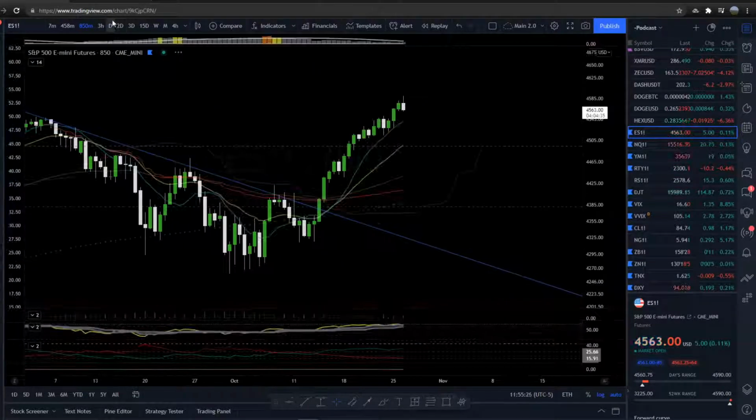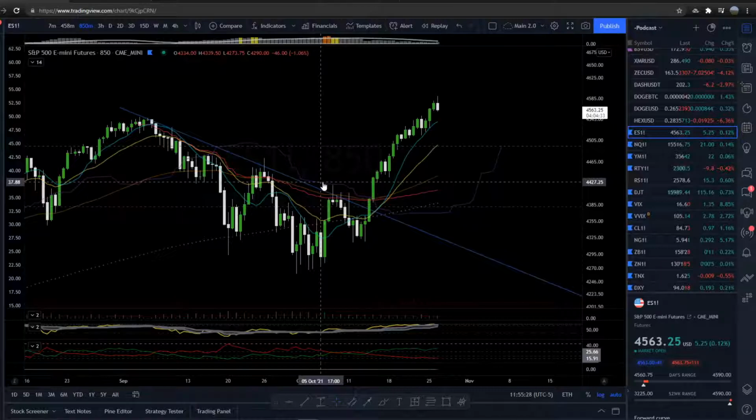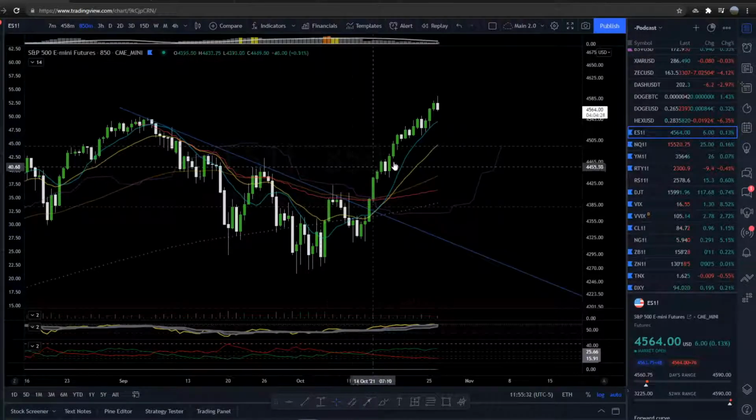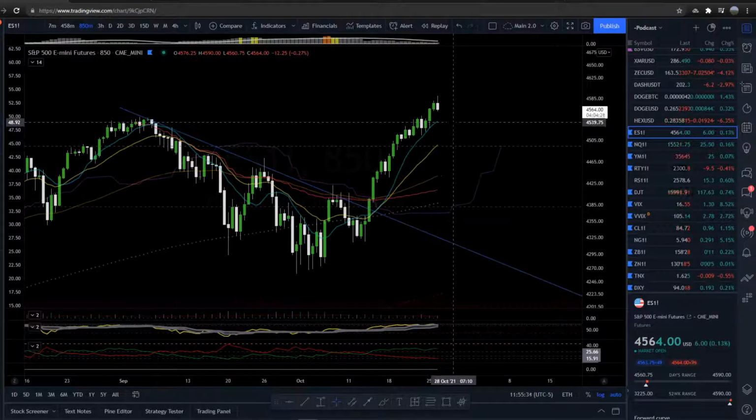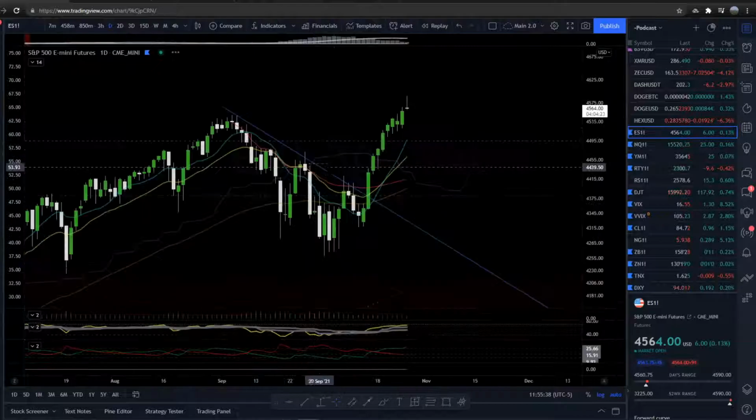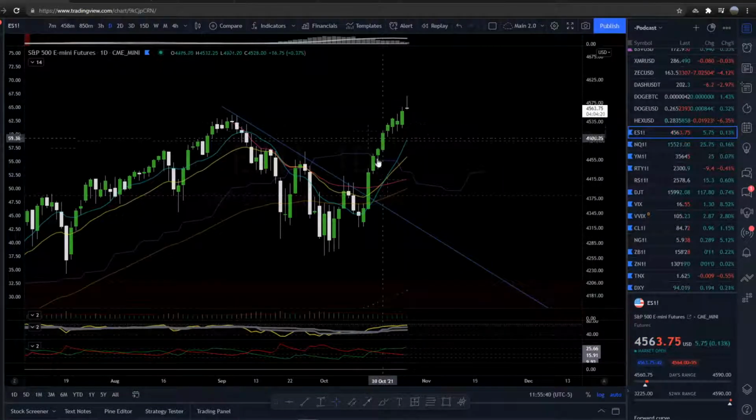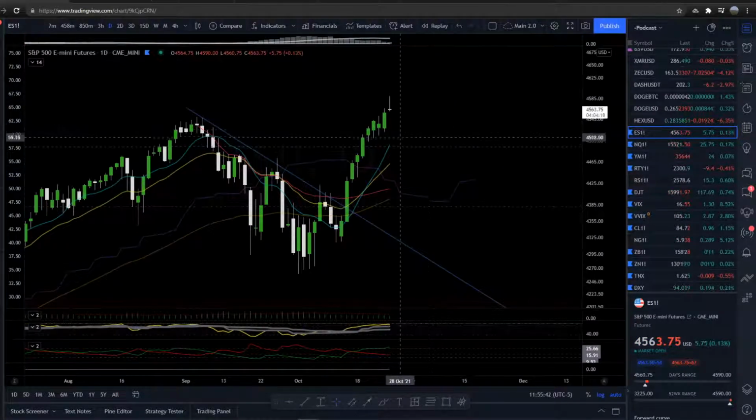We'll go to the 850. Sometimes that one gives clues. Oh, man. Okay, looks like the bears are trying to attempt to retest the previous all-time high, which would not be a bad thing. That would actually be a good thing. We would like to see that because you don't want to just go straight up all the time.